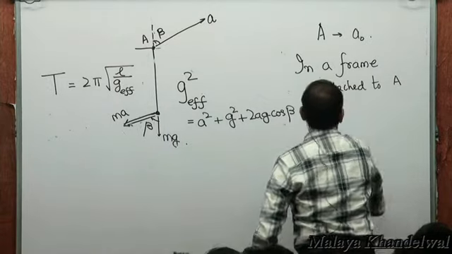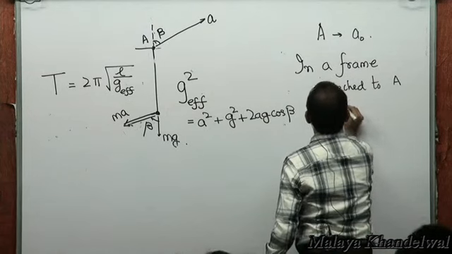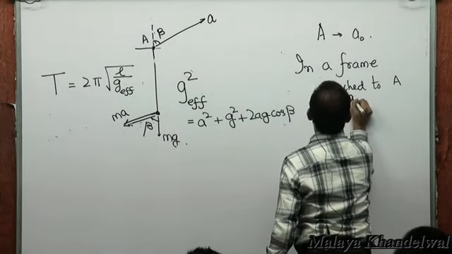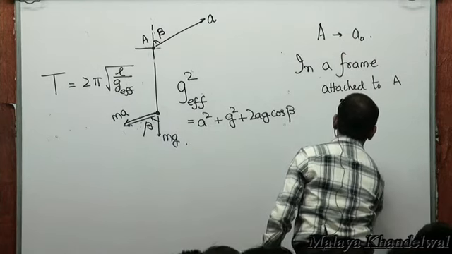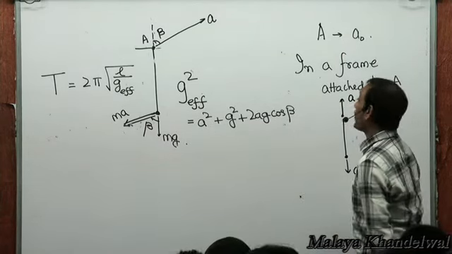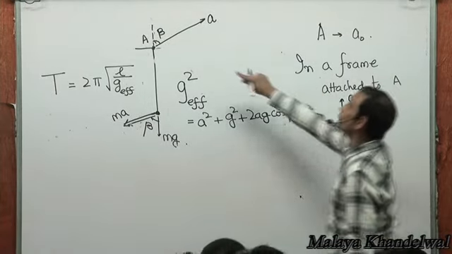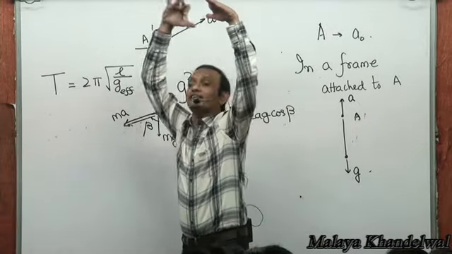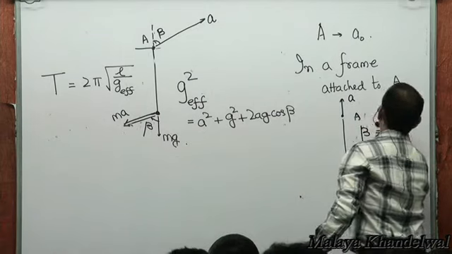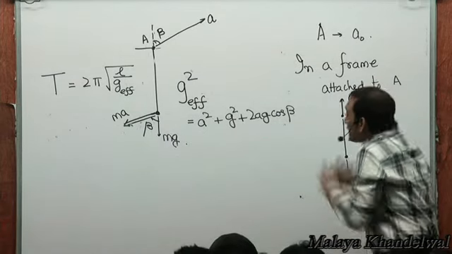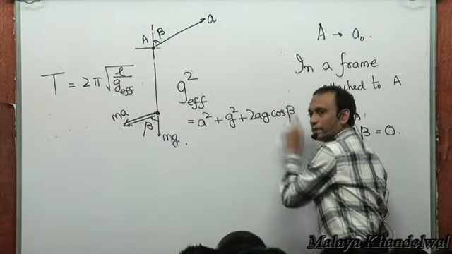If the point of suspension A were to be moving upwards with an acceleration A, then what would happen to beta? Beta would become 0. This could have been attached to an elevator which is moving up with an acceleration A, then beta would be 0. Now if beta is 0, cos beta is 1. This will become A plus G whole square.